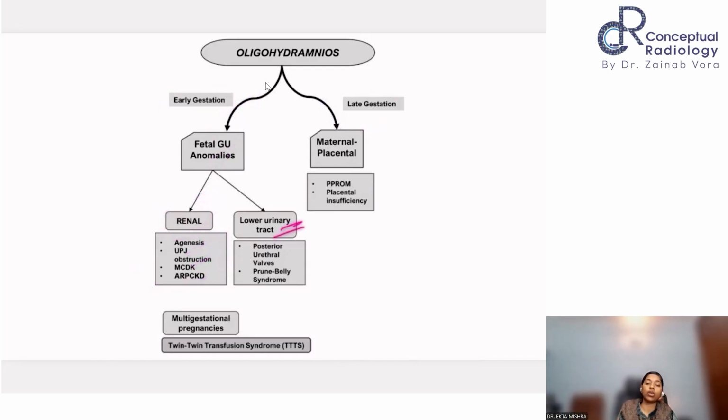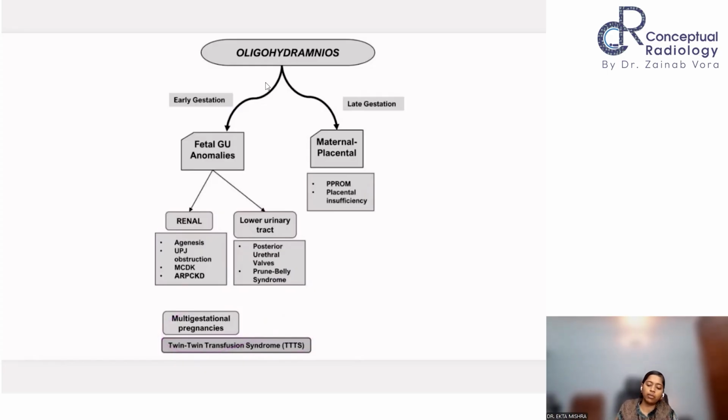Then you can have the lower urinary tract problems in the fetus, like posterior urethral valves and prune belly syndrome. They will also have the same mechanism, obstruction. If the urine output is decreased, oligohydramnios will be there. Twin-twin transfusion is commonly seen in cases of monochorionic multigestational pregnancies. Now that is something which leads to oligohydramnios.